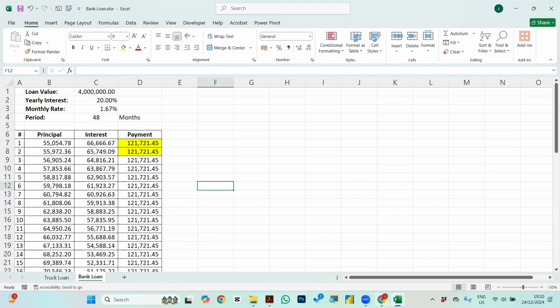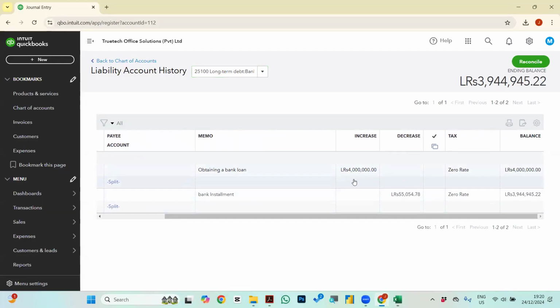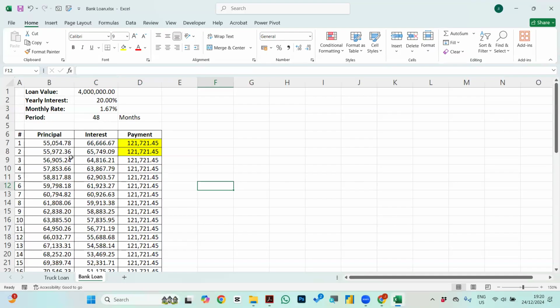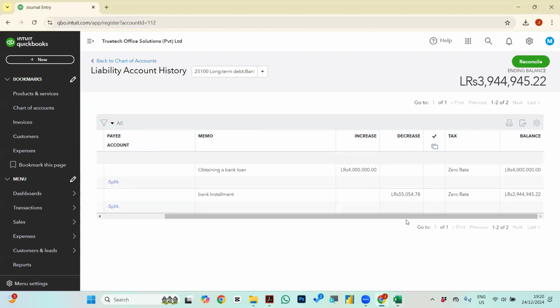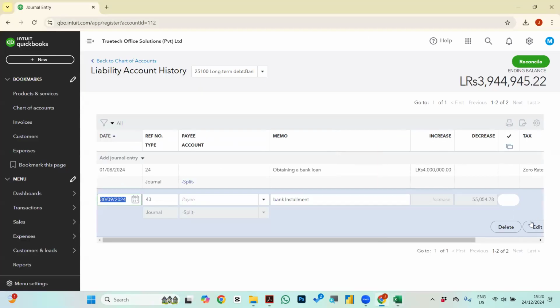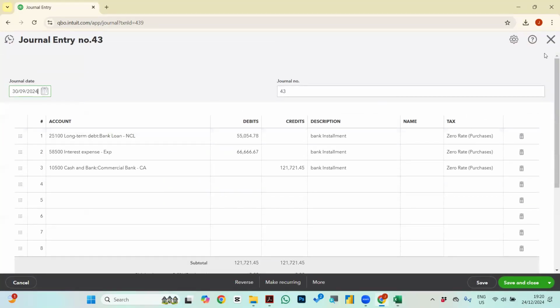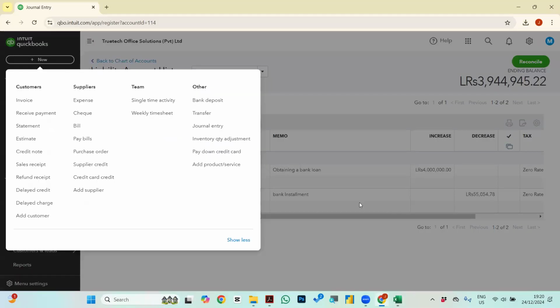Now what I'm going to do is check this loan amount. Initially, a 4 million loan we have taken. First installment we paid 55,000. This is the 55,000 we made as the first installment. So now I'm going to record the second one. I'm going to click on this and edit. I'm going to go to the second one. I can actually create a new one. I'll show you how to create a new one. I'm going to say new. I can say simply journal entry.